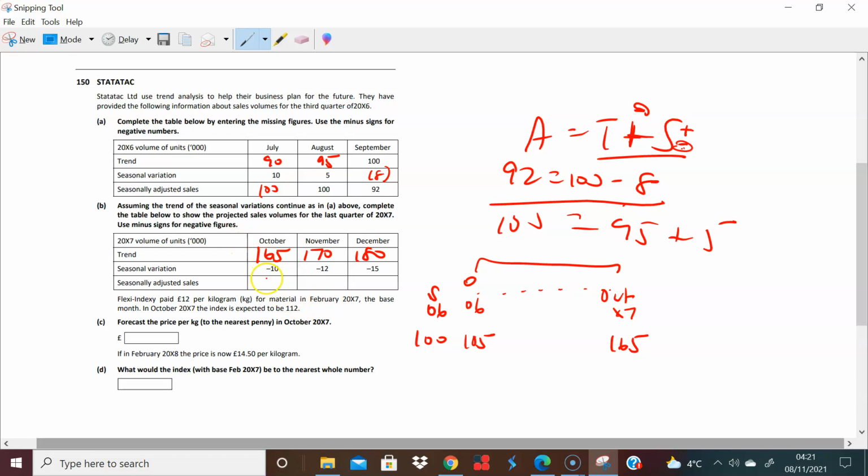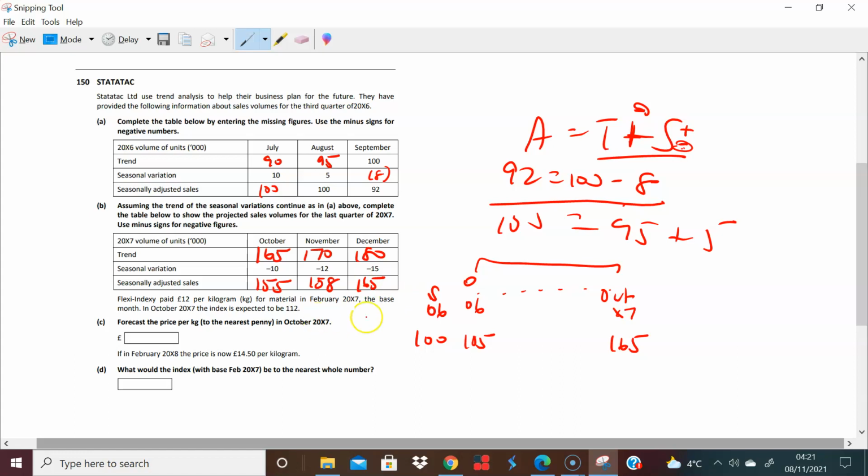So what we're saying here again is that what actually happens is 10 below the trend. So that's 155. Here, this is 100 and this is 158. Yeah, and here we have 165. That's what we have here to start off with.